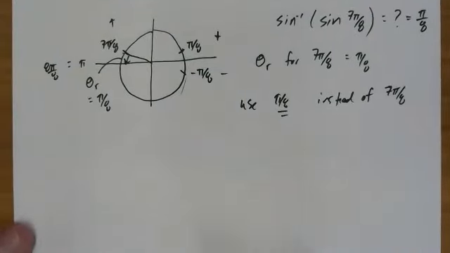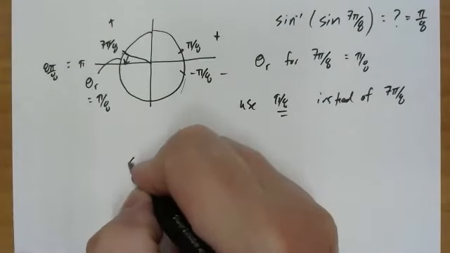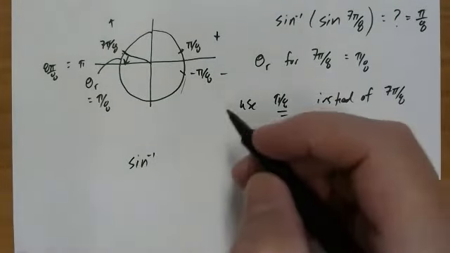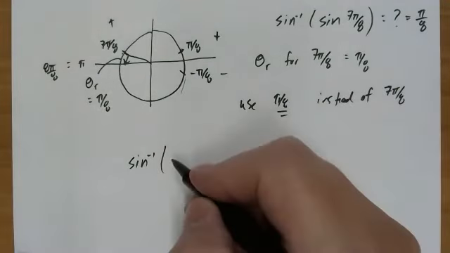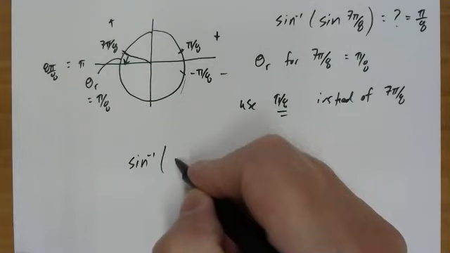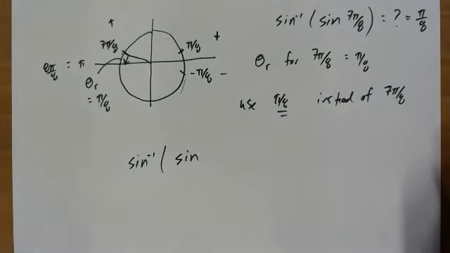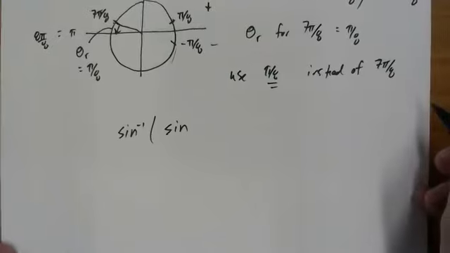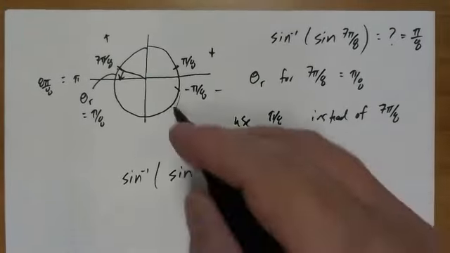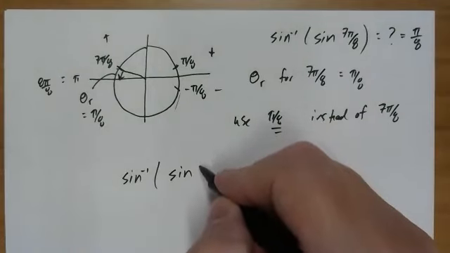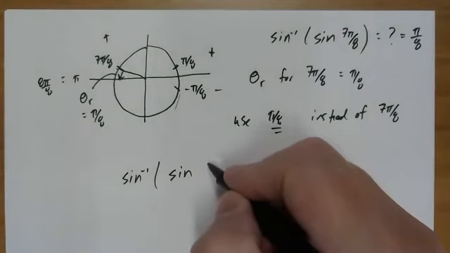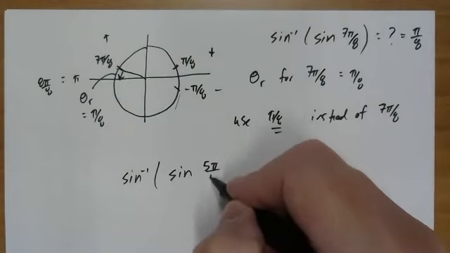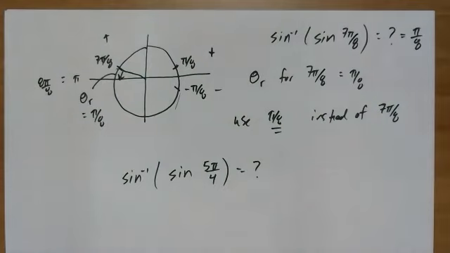Let me do one more. How about I'll say the inverse sine of the sine of, one of the special angles, but I'm going to use our little method we just did here. What if you're given the problem, the inverse sine of the sine of 5 pi over 4? First thing I'm going to do is see if I can use the shortcut.